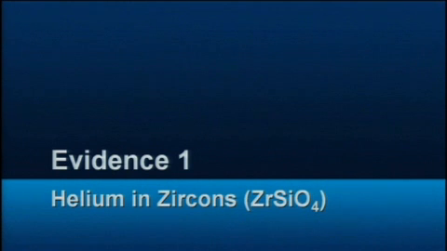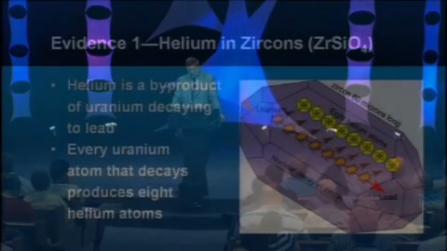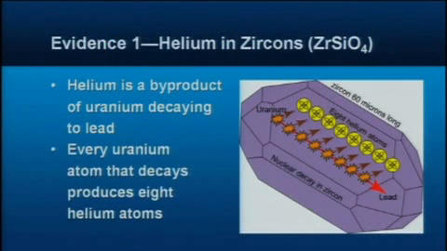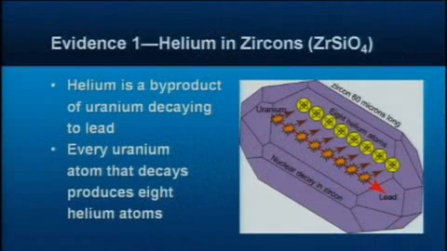Number 1, helium in zircons. Zirconium silicate is a little mineral called zircon. And these zircon grains contain uranium. They're highly radioactive. And as the uranium decays, a byproduct of that decay is helium. So every uranium atom that decays actually produces 8 helium atoms as a byproduct.